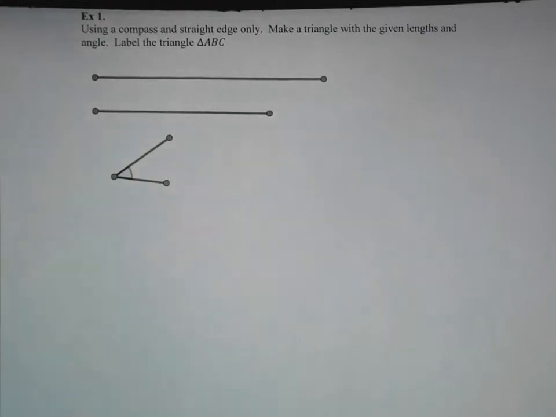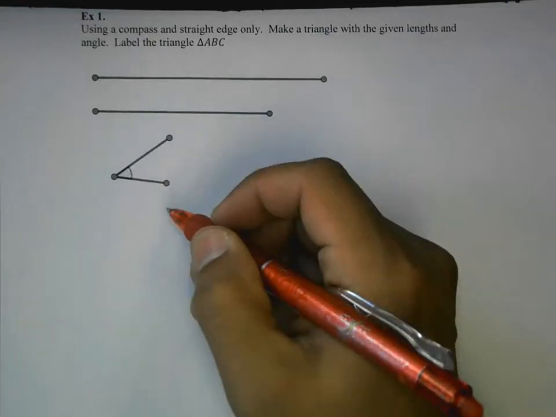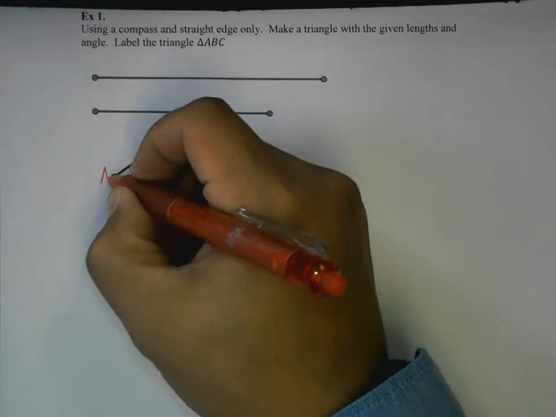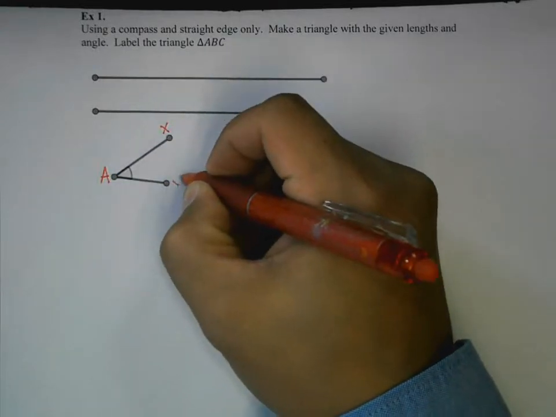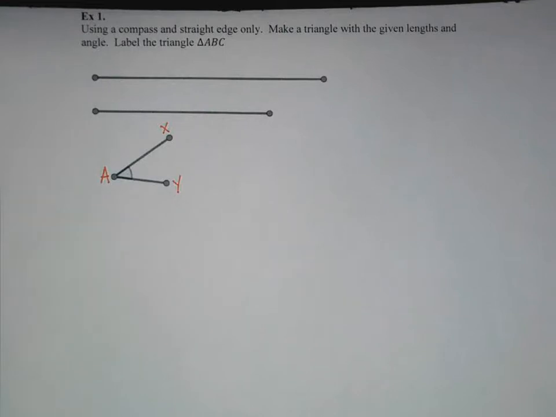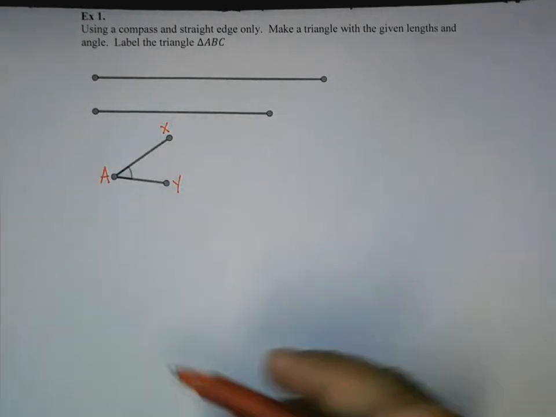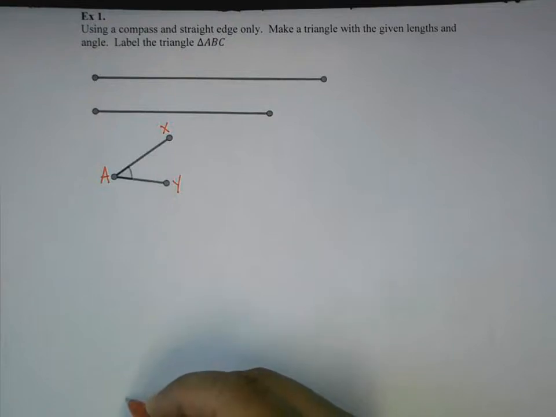So this time what I'm going to do is start by replicating the angle first. And I'm going to call this angle A, I'm going to call this point X and this point Y. Now X and Y aren't really that big a deal. I'm just making it so that we have something to talk about. So first thing that I'm going to do is put a point somewhere on my paper, and I'm going to call this point A.